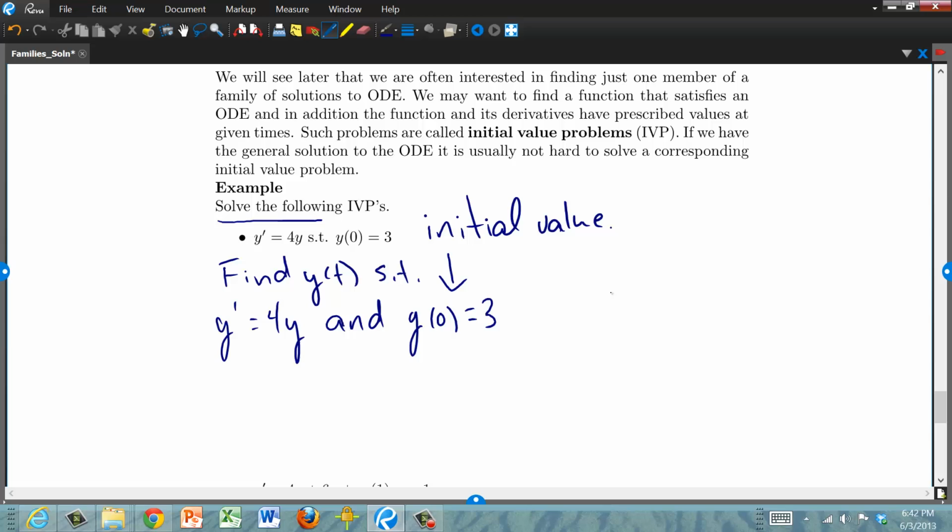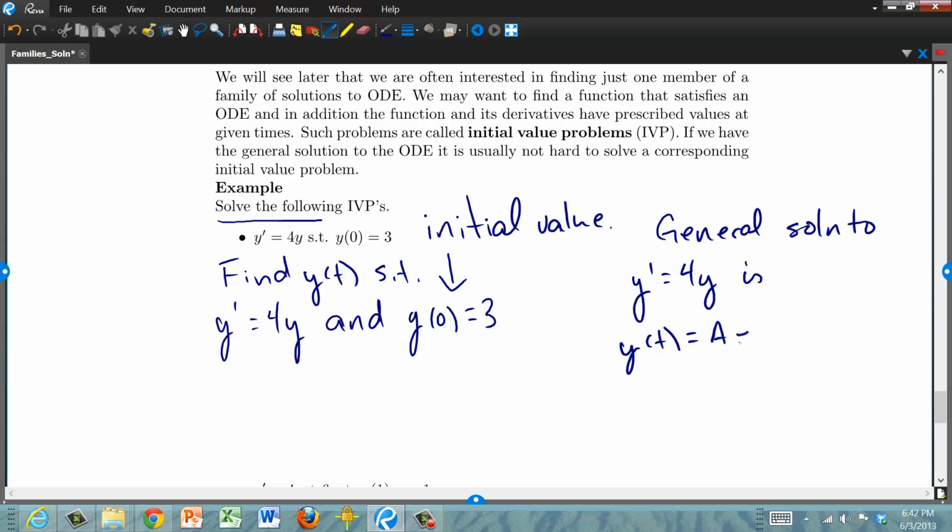Okay. And we can do that. Solving initial value problems is not particularly difficult once you have the general solution to a problem. So suppose I tell you that the general solution to y prime equals 4y is y of t equals a, any constant I like, times e to the 4t. Can we solve the initial value problem from this? Think about it for a moment.